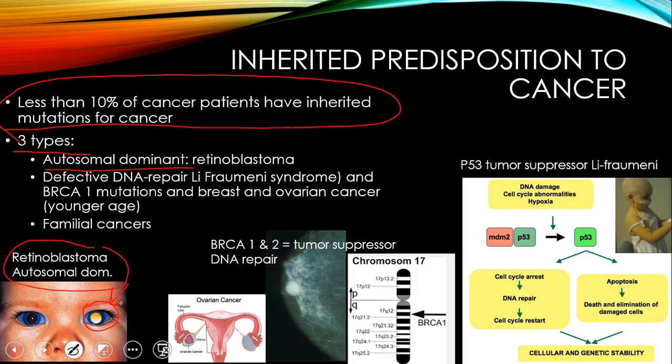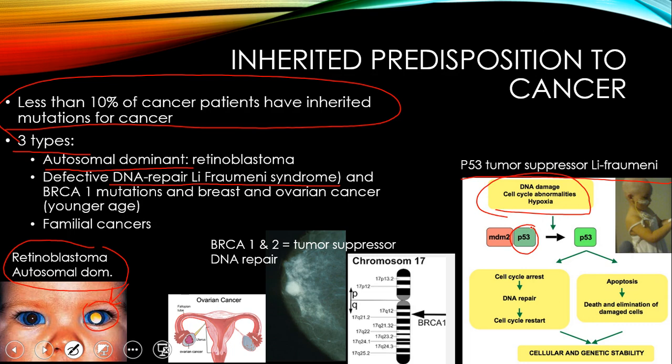There's also defective DNA repair. And defective DNA repair is, if I understand it correctly, I know P53 is associated with Li-Fraumeni syndrome. I copied and pasted this from online. It shows here the DNA damage, cell cycle abnormalities, or hypoxia, any of these sorts of things that can occur in a cell. Apparently what happens is you have this gene, P53, that gets activated. And P53 can do a couple different things.